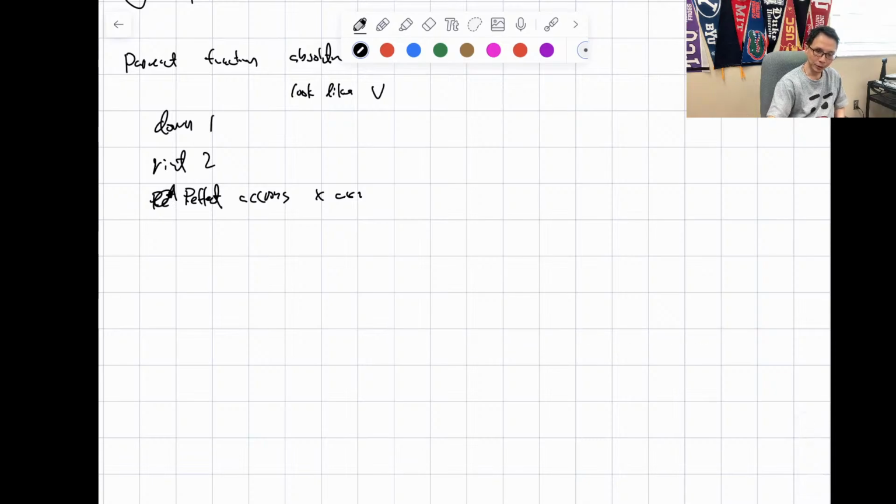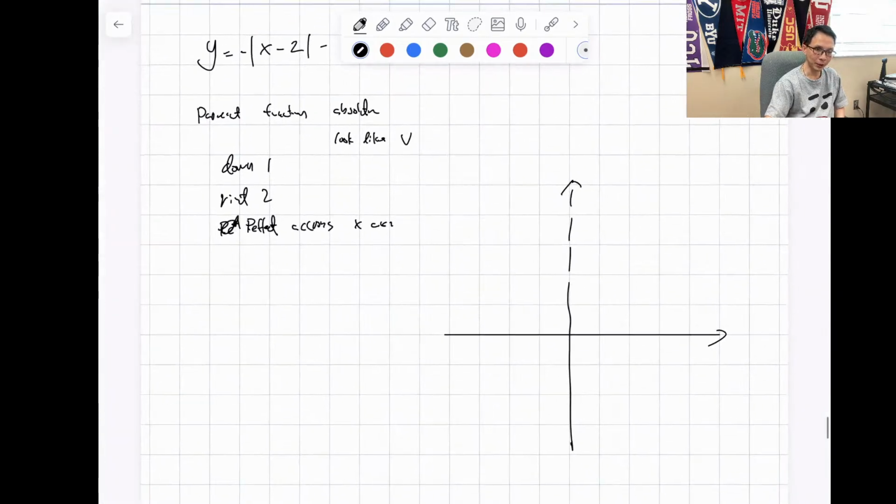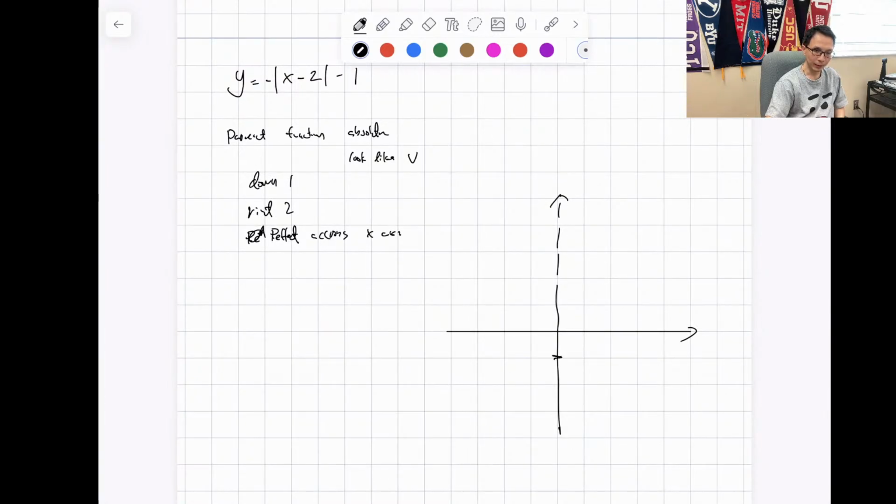I'm going to go ahead and graph that first, though you don't have to graph it. So it looks like this, right? Normally it looks like that. So I'm going to go down 1 unit and right 2 units, so the vertex is here. It's going to reflect across the x-axis, so instead of a V, it's going to be an upside-down V. It's going to look like this, with a slope of exactly 1 because the number in front of x is 1. Is that okay for everybody? It's pretty easy, right?